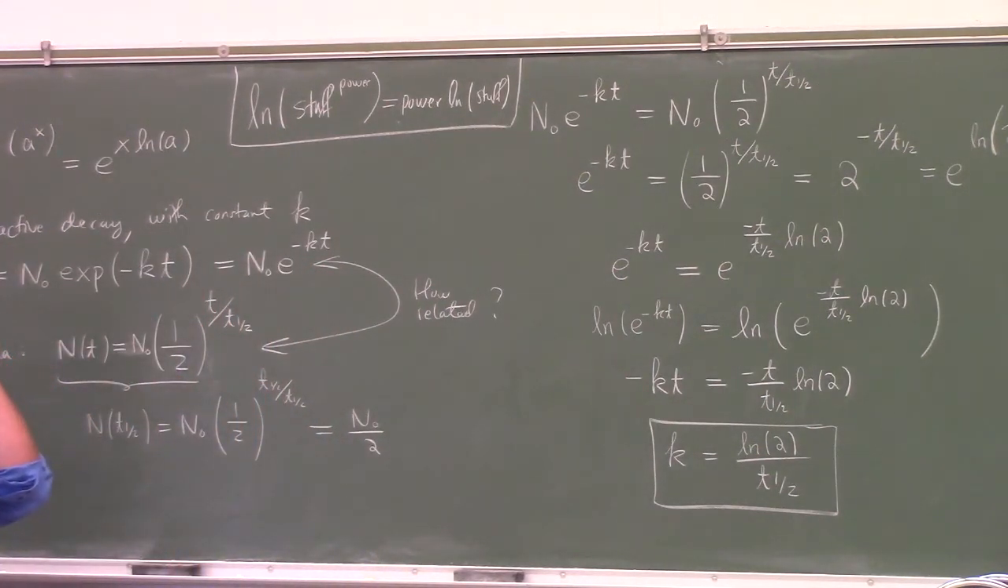So maybe you'll take a class in chemistry or something where you need to convert between half-life and decay rate. This is the pre-calculus, which explains why those are connected.